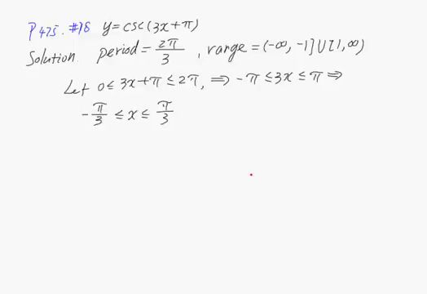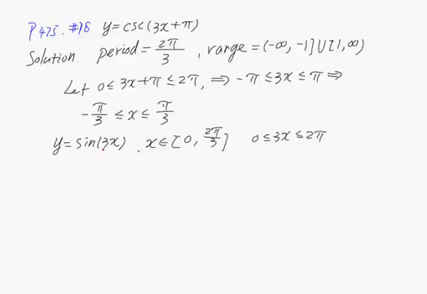Now, as in the previous example, we begin with the function y equals sine of 3x. For this one, its fundamental cycle is from 0 to 2 pi over 3, right? Because you need 3x greater than or equal to 0, less than or equal to 2 pi. And then immediately you can get the fundamental cycle corresponding to y equals sine of 3x.